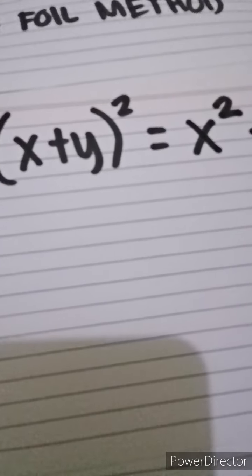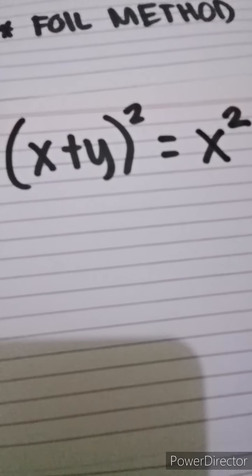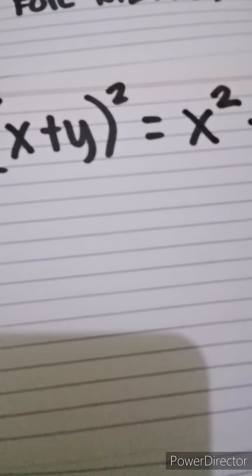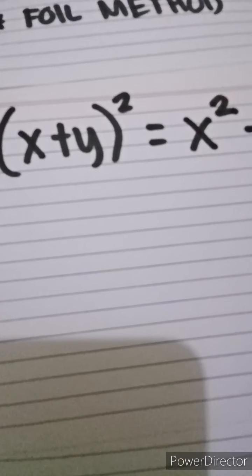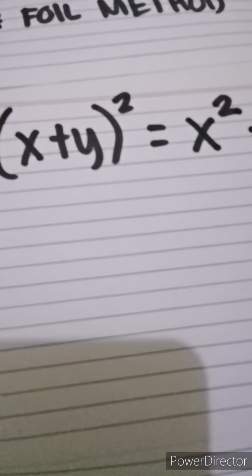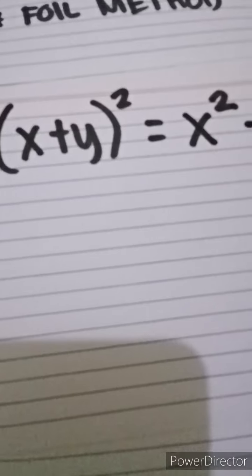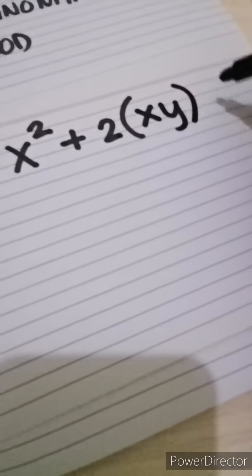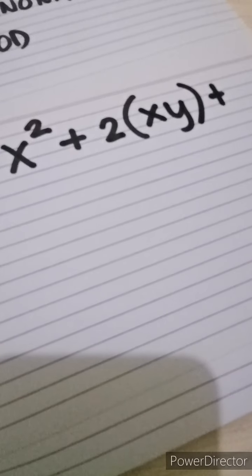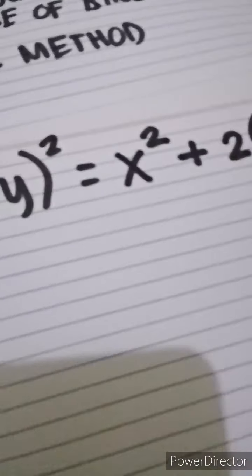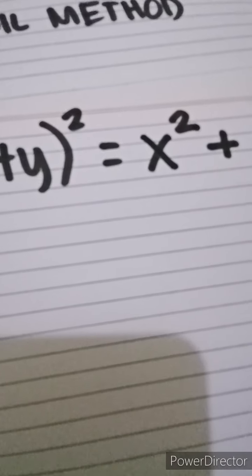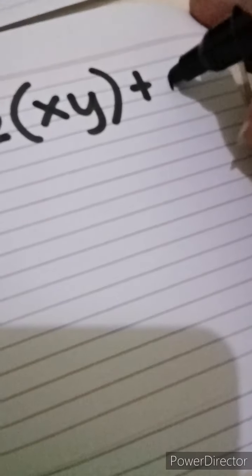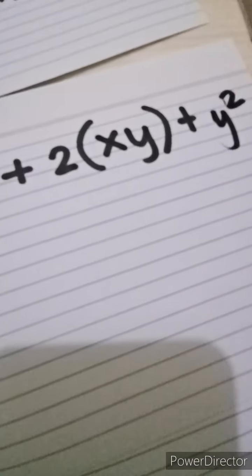times the product of the first and the second term. So what is the product of x and y? The first term is x and the second term is y, so x times y is equal to xy. And then the last step is to square the last term. What is the last term? The last term is y. Squaring the last term, we have y squared.